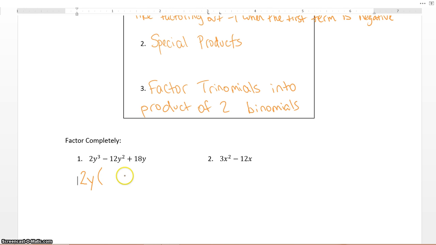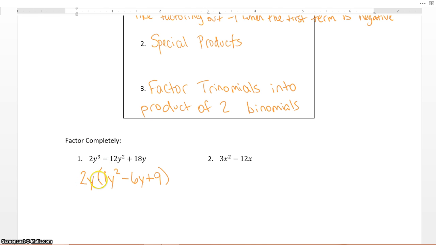So then kind of do a reverse distribution. 2y times what would get us this first term? Put a 1 as a placeholder if you want, and then you need y squared. If you don't want to put that y, that's okay. Check yourself. 2 times 1 is 2. y times y squared is y to the third. Minus or negative, 2 times 6 would give us 12. 2 times that 6, and then y times y would give us y squared. Plus or positive, 2 times 9 would give us 18, or 2y times 9 would give us 18y. So we are finished. You have factored out the greatest common monomial.